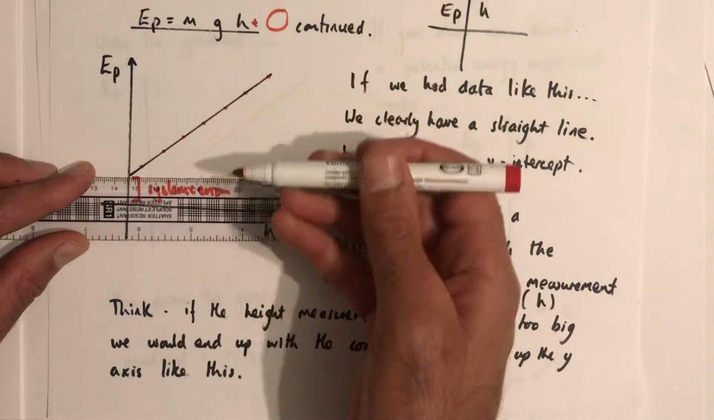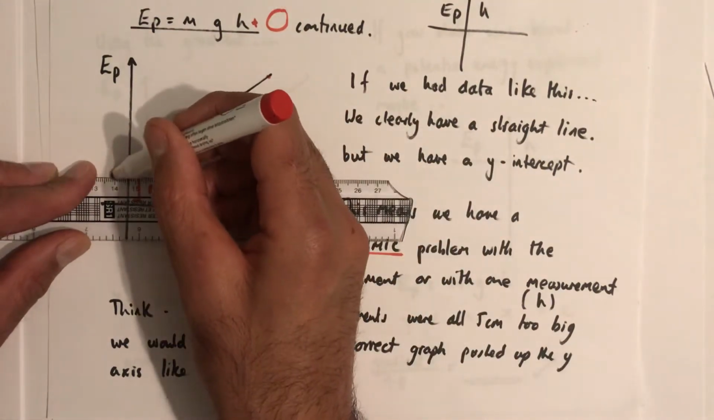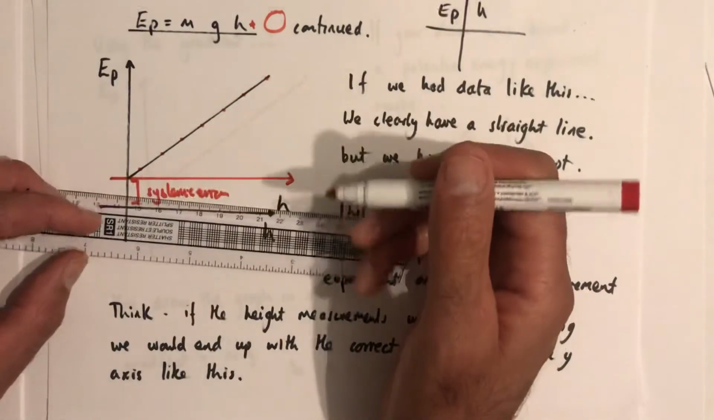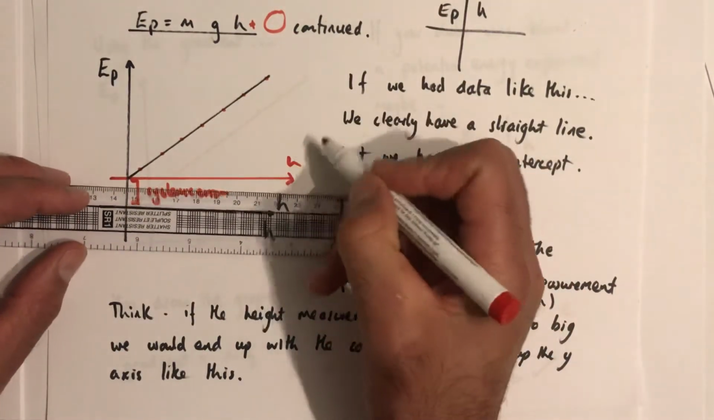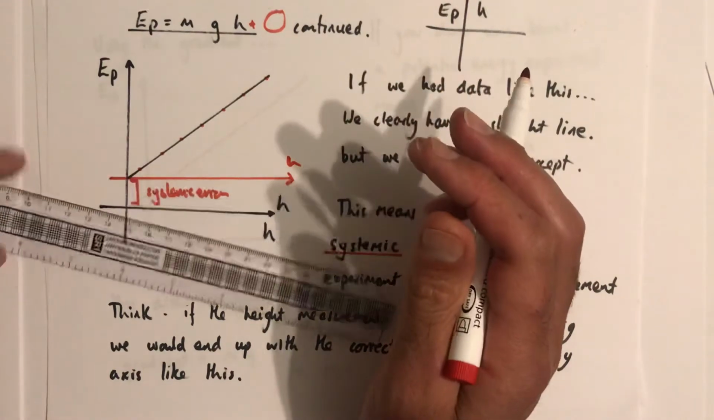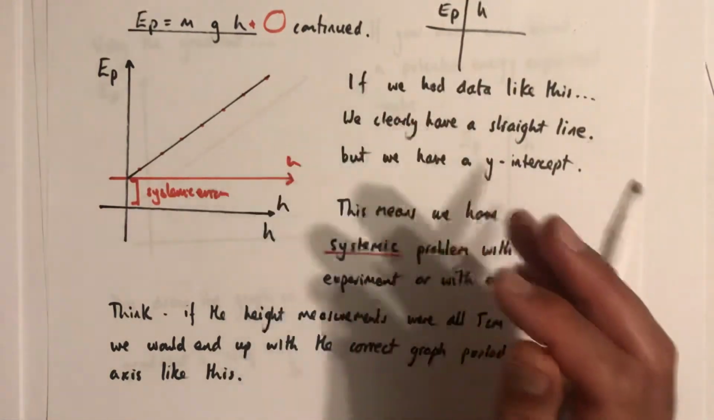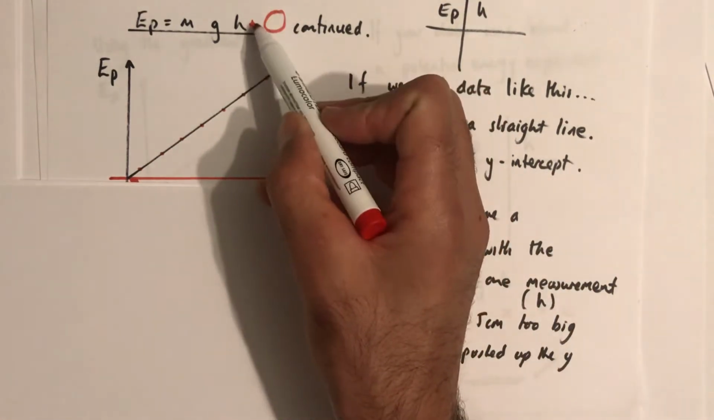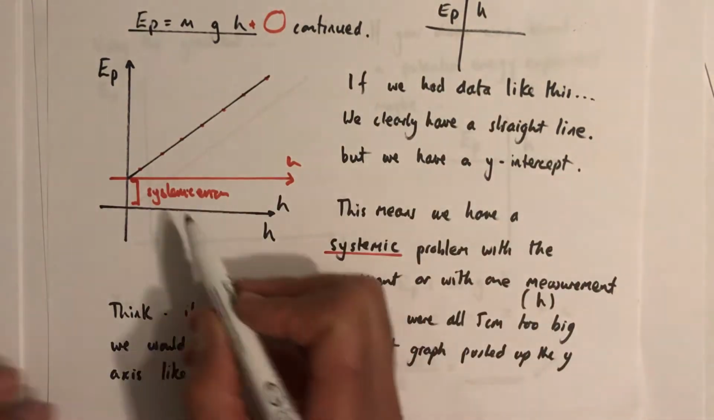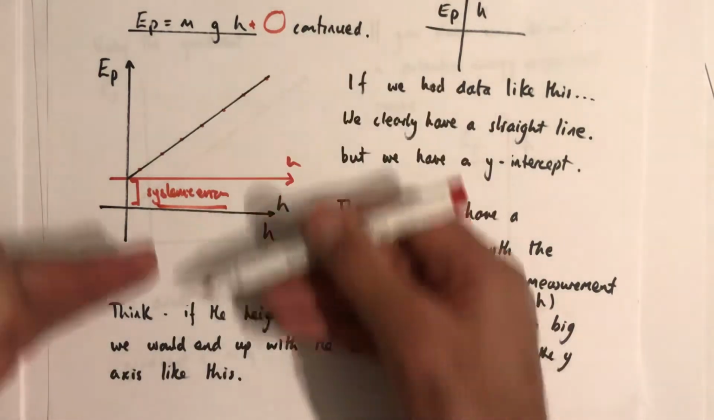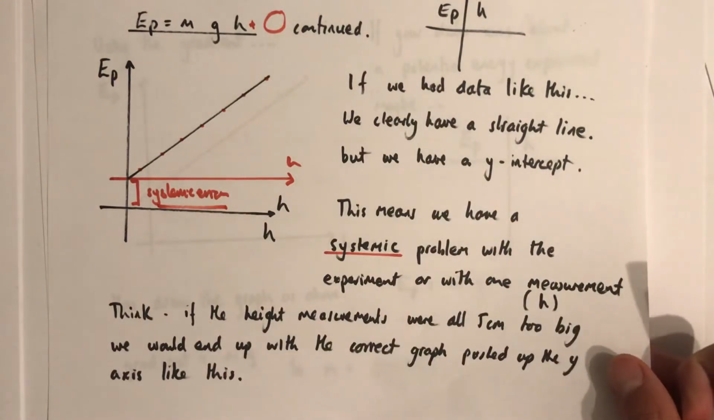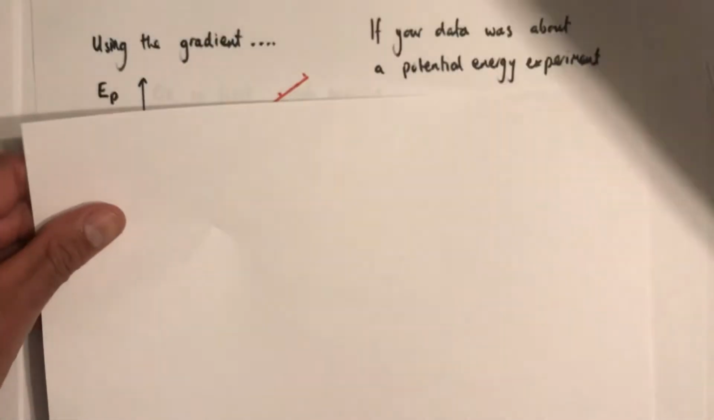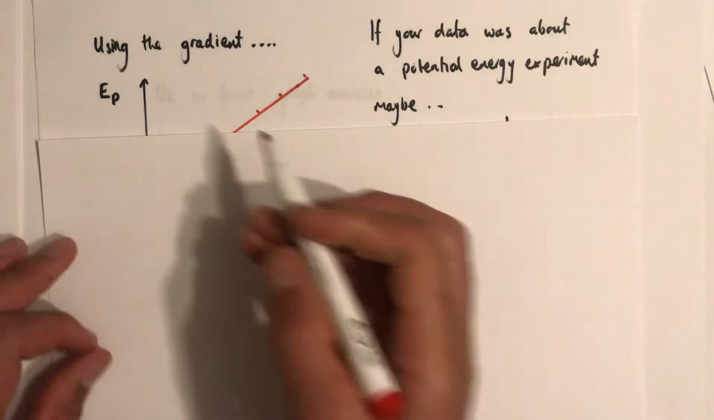Now, if you made a subtraction of this systematic error from your data, you end up redrawing that graph with a line going through the origin, and it would look like the proper graph, because there should be no y-intercept. So: systematic error if your line's displaced. Next step, what else can you do with this? So let's look at using the gradient.